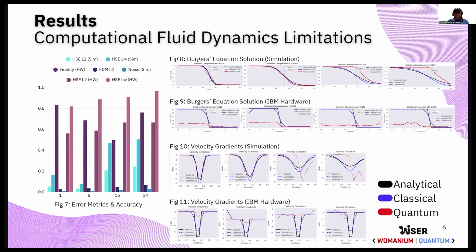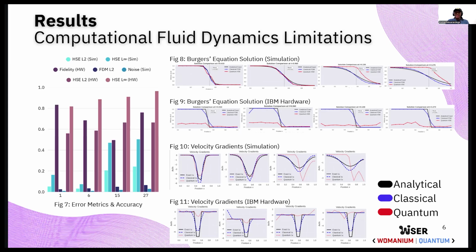Hardware flattens the gradients further, but still preserves the shock structure. And then on the left-hand side, we see the error metrics. The classical FDM holds the lowest L squared error across time, and these are the bars in blue. The quantum simulation has higher errors, but it is consistent across time.